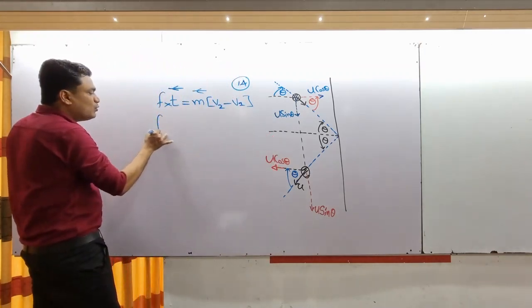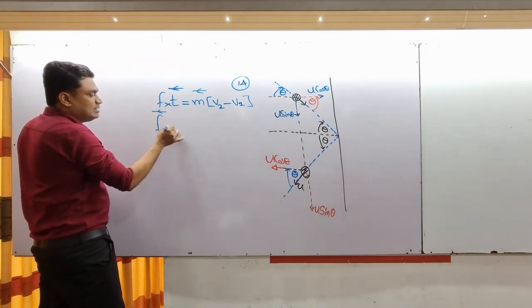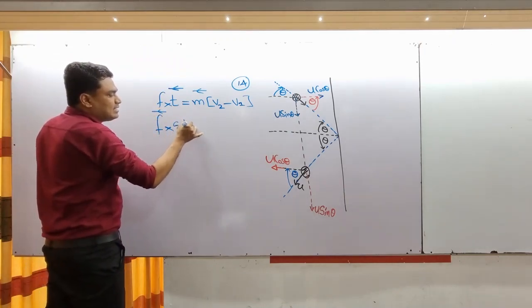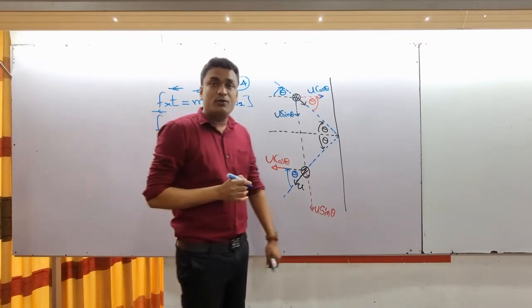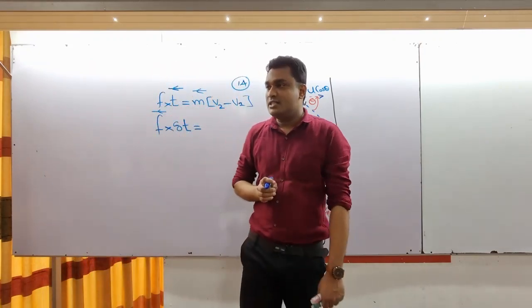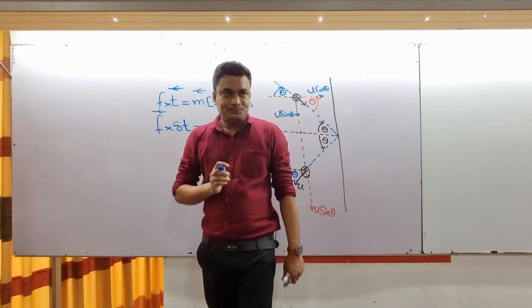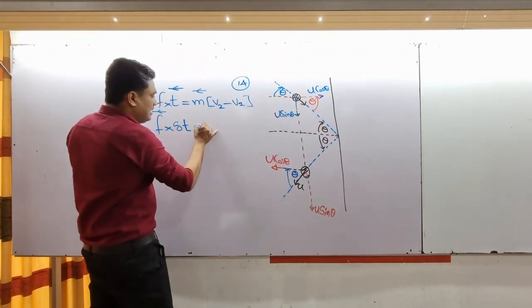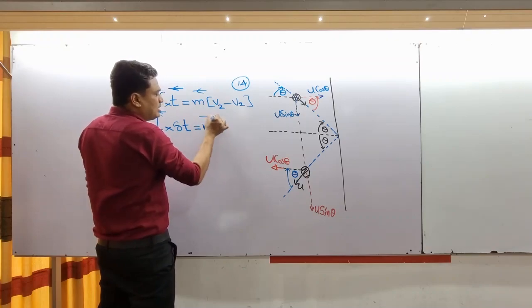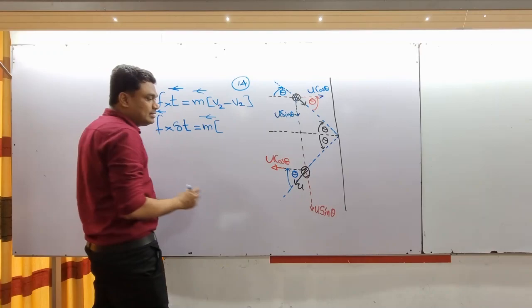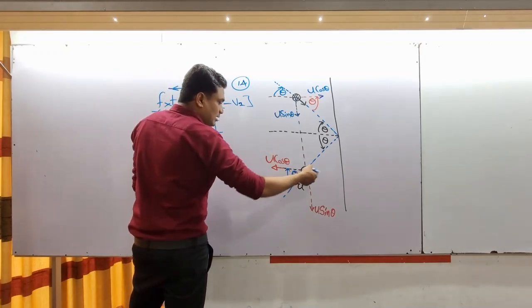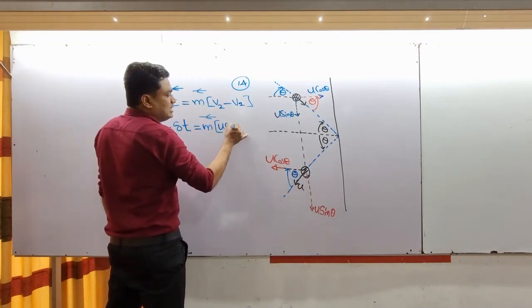Force is the force given by the ball. Time is given as delta t. The ball is in contact with the wall for a period of delta t seconds, which is given in the question. Mass is m. The final horizontal velocity component of the ball is u cos theta.